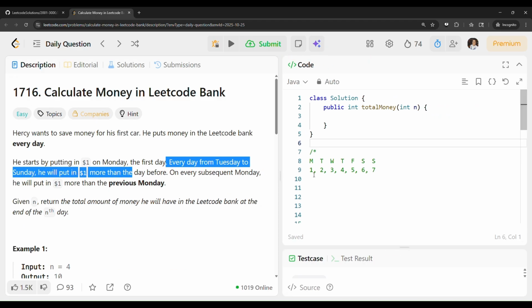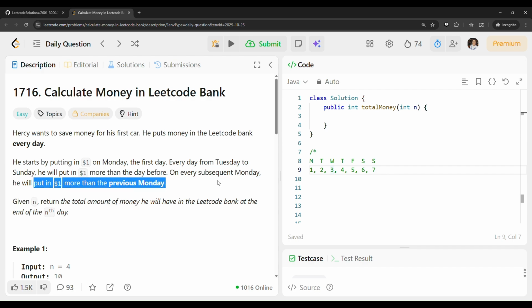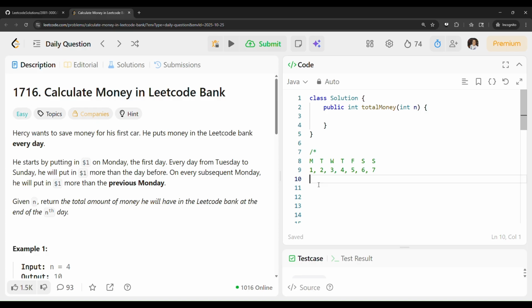Okay, so on Monday he puts $1, and from Tuesday to Sunday he puts $1 more than the previous day. So 2 on Tuesday, 3 on Wednesday, and so on. On every subsequent Monday he will put in $1 more than the previous Monday. So when Monday comes again, he will start by putting $2, and from Tuesday to Sunday he will just put $1 more than the previous day: 3, 4, 5, 6, 7, 8. This is how he is putting money.